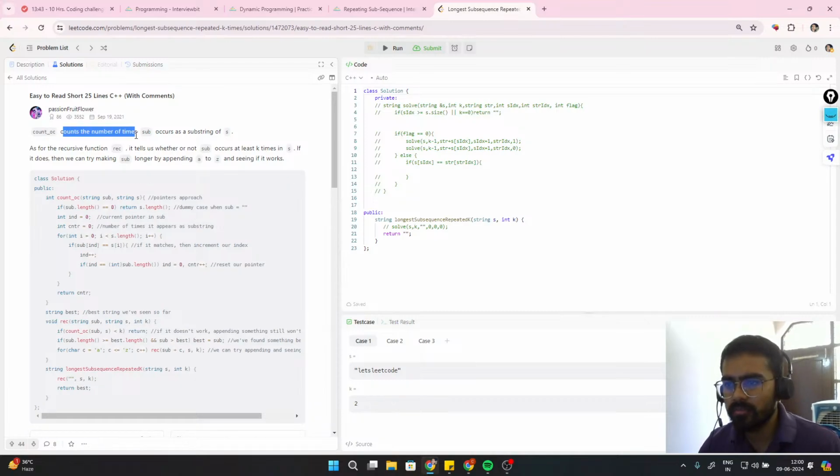Count the number of times subsequence occurs as a substring of s. As for the recursive function REC, it tells us whether or not subsequence occurs at least k times in s. If it does, then we can try making subsequence longer by appending a to z and seeing if it works.